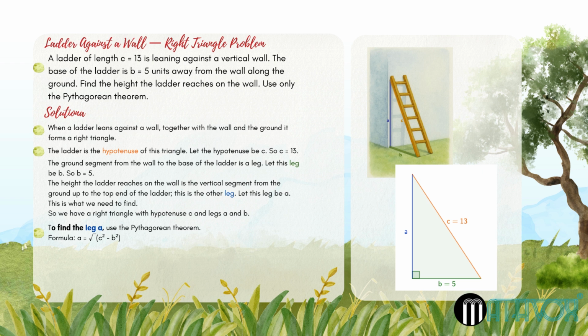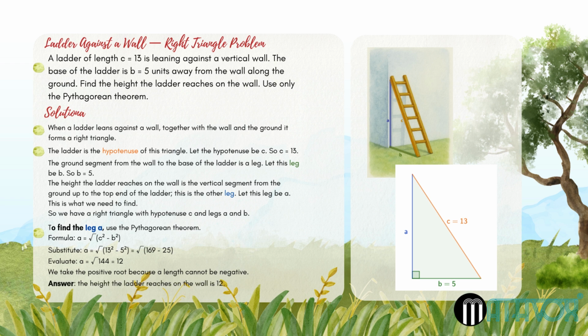Formula: a equals square root of c squared minus b squared. Substitute: a equals square root of 13 squared minus 5 squared, equals square root of 169 minus 25. Evaluate: a equals square root of 144, equals 12. We take the positive root because a length cannot be negative. Answer: the height the ladder reaches on the wall is 12.